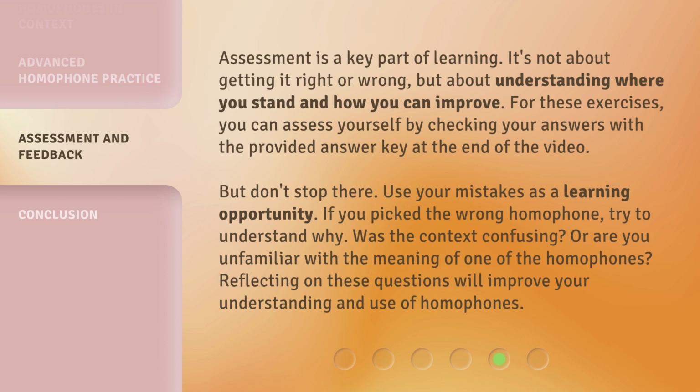Use your mistakes as a learning opportunity. If you picked the wrong homophone, try to understand why. Was the context confusing? Or are you unfamiliar with the meaning of one of the homophones? Reflecting on these questions will improve your understanding and use of homophones.